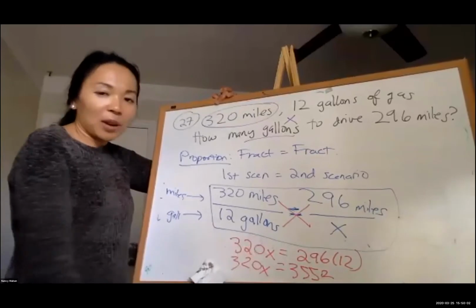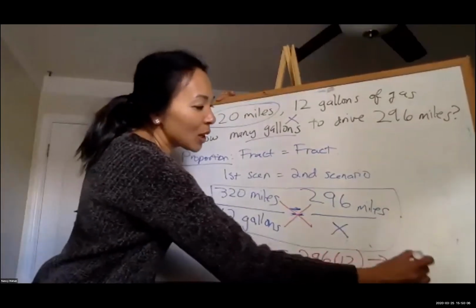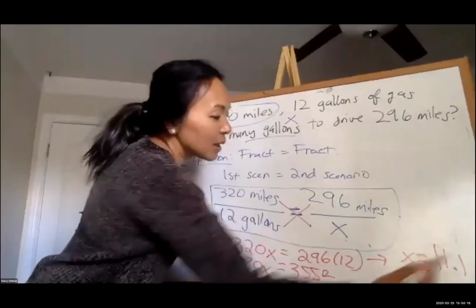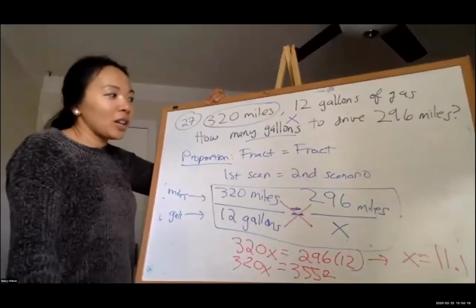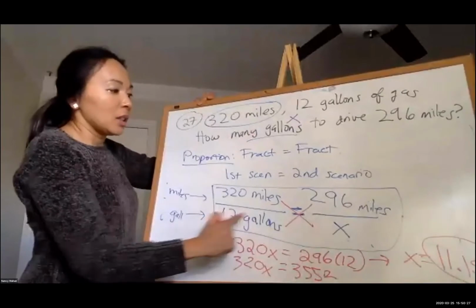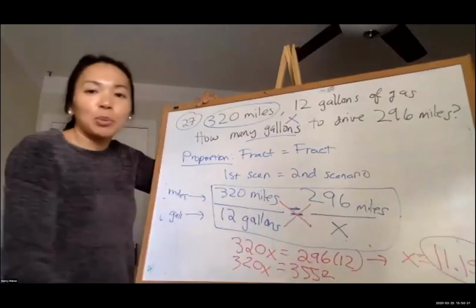I'm going to divide both sides by 320. When you divide both sides by 320, what do you end up getting for X? 11.1. And it's 11.1 what? Gallons, right? So to drive 296 miles, she's going to be using 11.1 gallons.